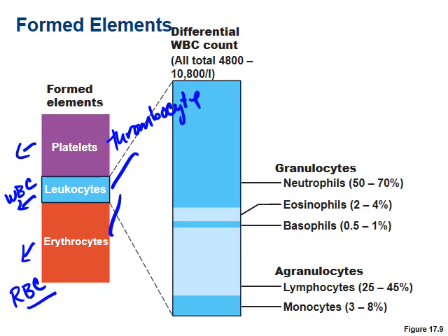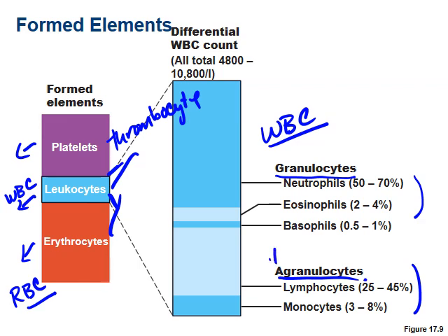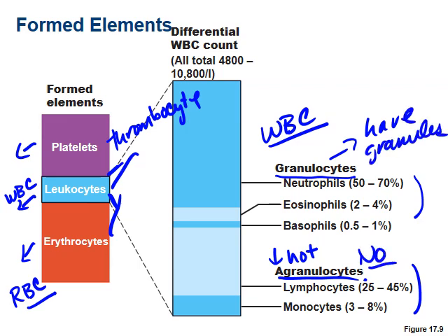All right, so if we're looking at just the leukocytes, so we're just looking at white blood cells, we have to break them down into different categories. So here we have granulocytes and agranulocytes. And remember, if we put an A in front of something, it means not. So these guys have granules, and these guys, no granules.